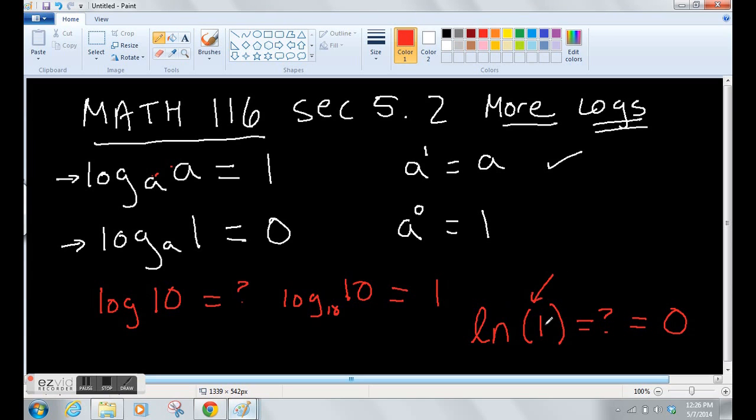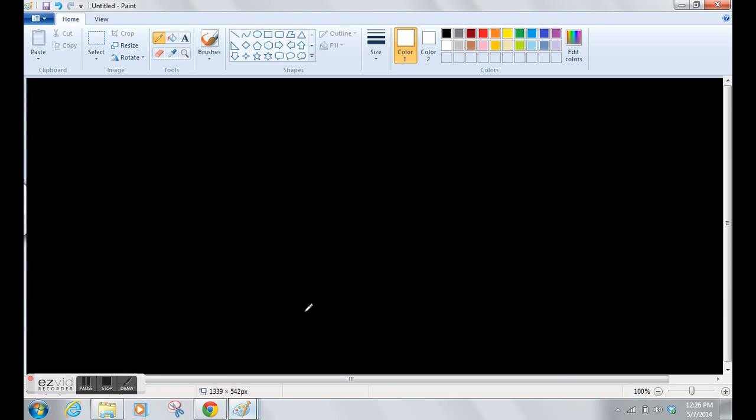And you can try this on your calculator. Type in natural log of 1. It's always nice to get stuck on a test, you can type it into your calculator. Okay, here's some more rules. You love rules. It adds order to your life.